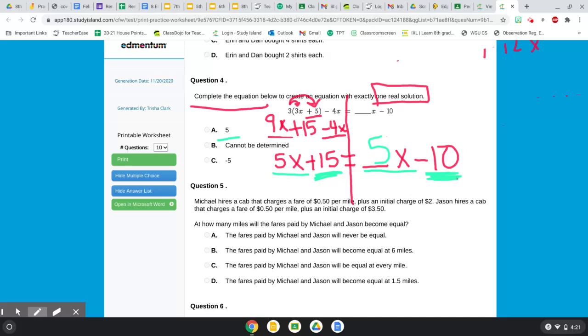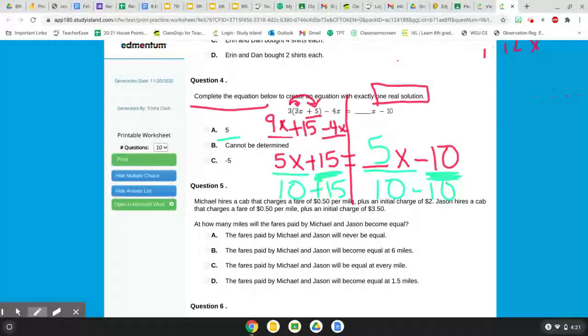So for example, if I used 2 for x, again, it doesn't really matter what x is, that would be 10, because 5 times 2 gives me 10, plus 15. Well, then 5 times 2 again over here is going to be 10, minus 10. Well, that's never going to be equal. One side's going to be 25, and one's going to be 0. Doesn't matter what x is, it's never going to work.